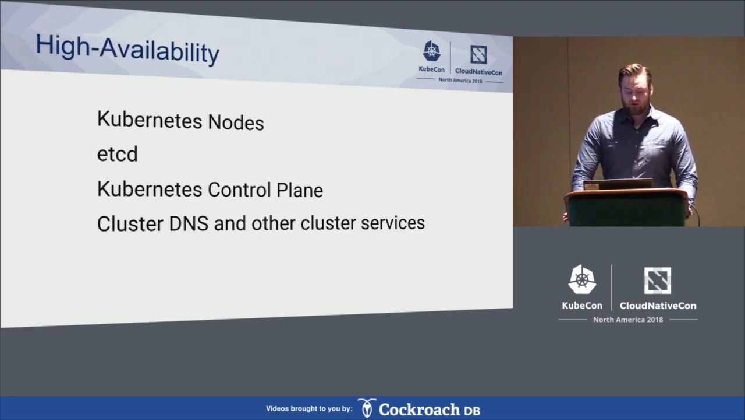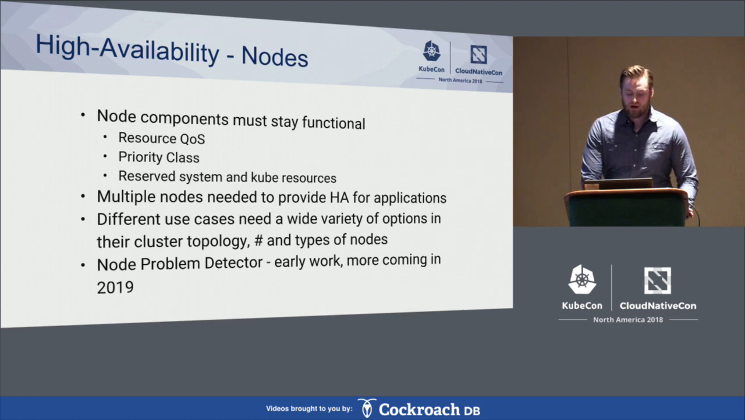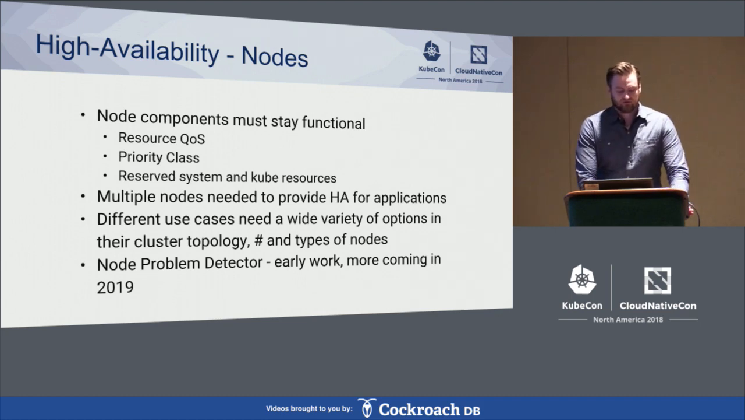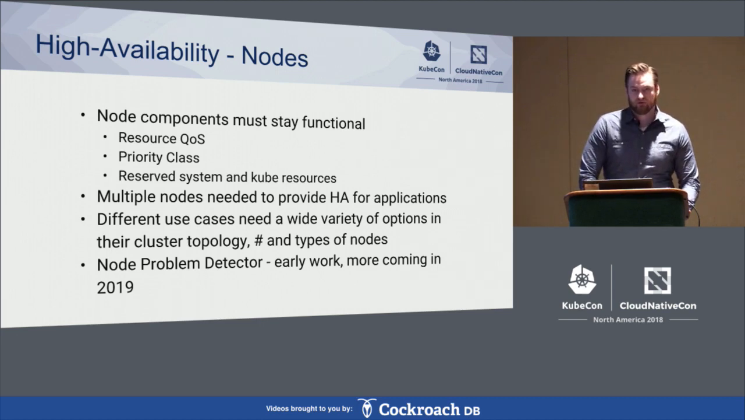So high availability, we apply to 4 different areas: nodes, etcd, the Kubernetes control plane, and cluster services like cluster DNS. And so what does it mean to have an HA node? Well, the nodes do have to keep working. So the Kubernetes components that run on each node need to have guaranteed resources, be it with the quality of service class that you put the components in, the resource reservations and limits, and also we've introduced priority class once that feature became available, which gives you a priority in scheduling against other pods and workloads in the cluster.